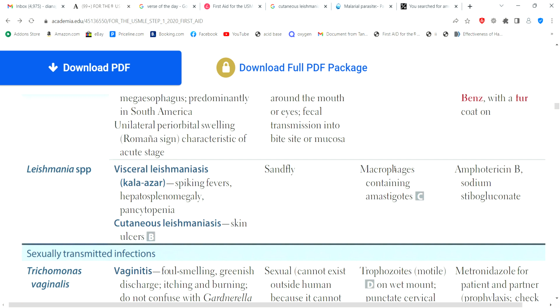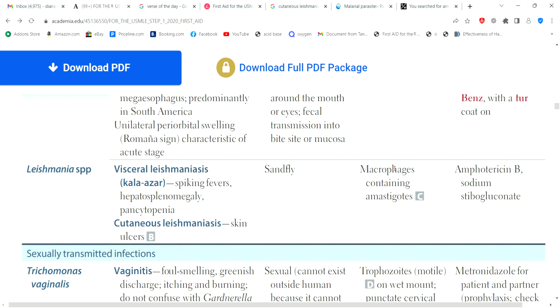Leishmania braziliensis, which causes cutaneous leishmaniasis, and this parasite lives in the macrophages. Okay, so just remember that, and it affects the macrophages.